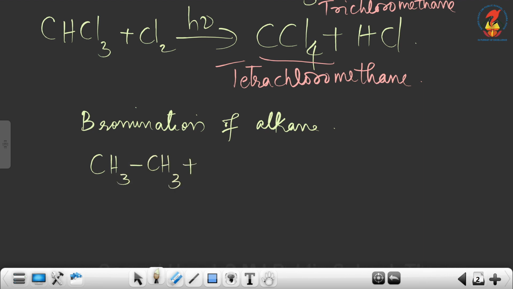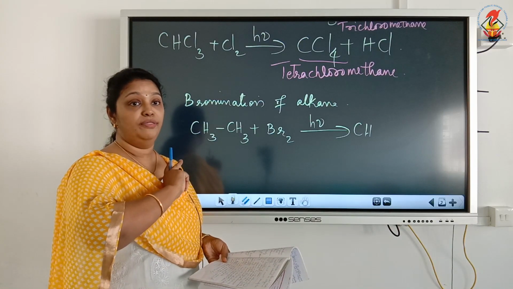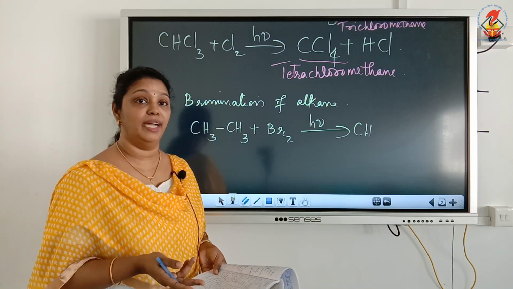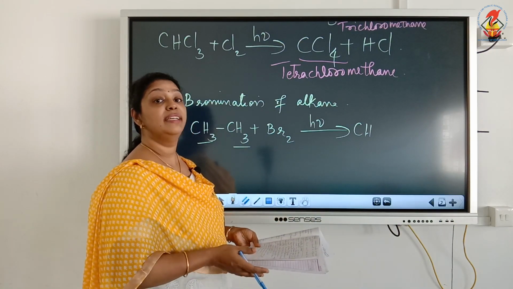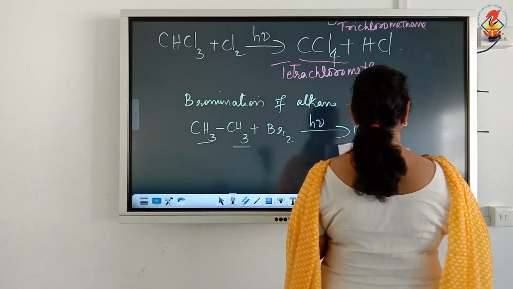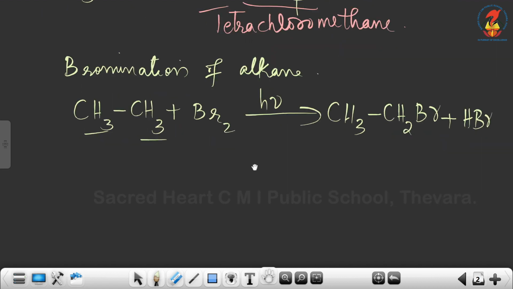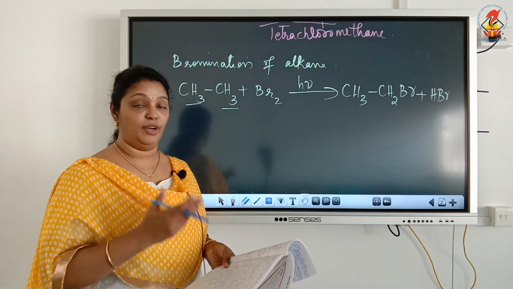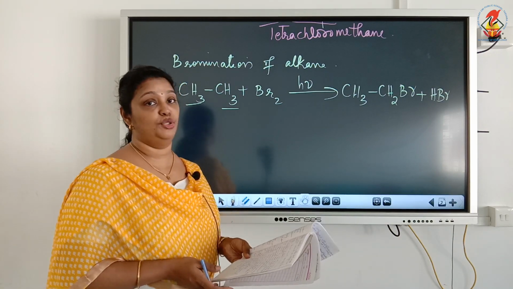CH3CH3, that is ethane, plus bromine in presence of light, h nu. Here from CH3CH3 we get different products, but I am writing only the first equation where only one hydrogen is replaced by bromine. Any one hydrogen attached to carbon can be substituted by bromine. So the product will be CH3CH2Br plus HBr. We can write many products by substituting all the hydrogens, but I am not going to show all the products. So this is one of the products of bromination of ethane, that is CH3CH2Br.